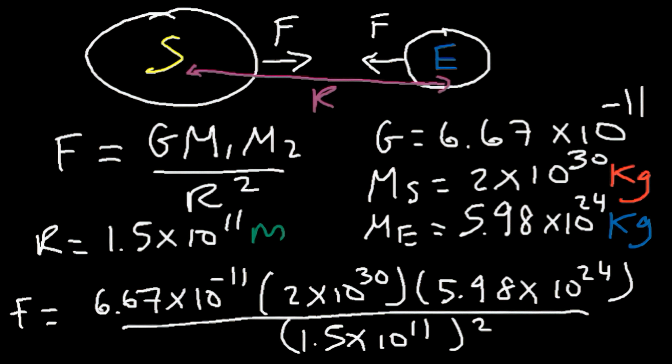So you should get a force of about 3.55 times 10 to the 22 newtons. So that's the gravitational force between the earth and the sun.